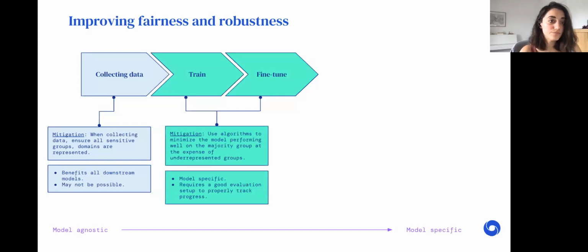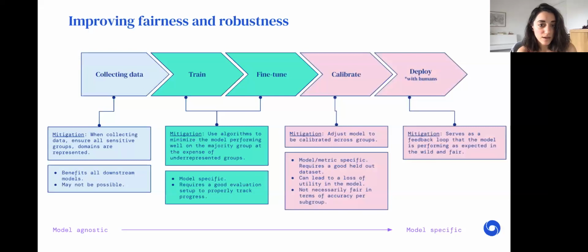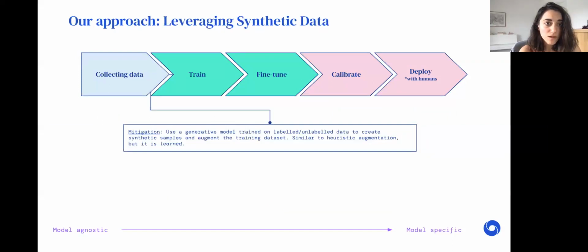We can also try to develop algorithms or calibration methods to improve robustness and fairness. But this requires a good held out data set and evaluation setup to properly track progress without overfitting on the given evaluation setup. And finally, when we deploy the model, we will see how the model does indeed impact end users in terms of fairness and robustness, which will inform future iterations of model deployment. And then as we move from left to right, we are moving from model agnostic to model specific approaches.